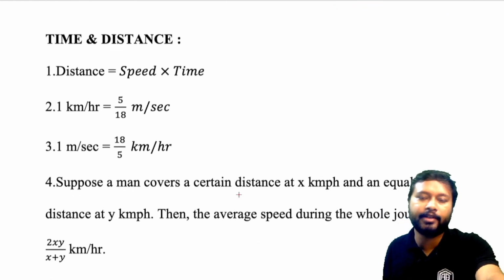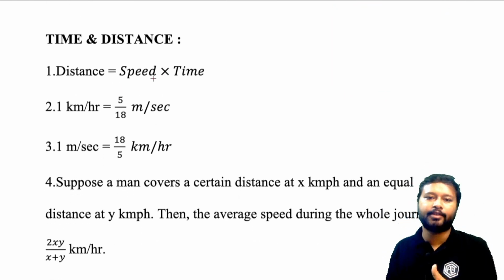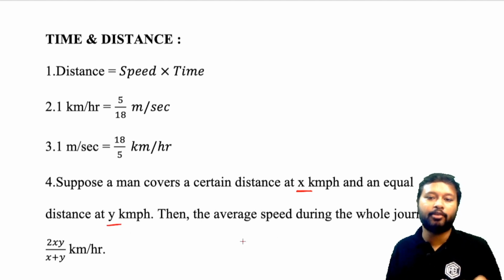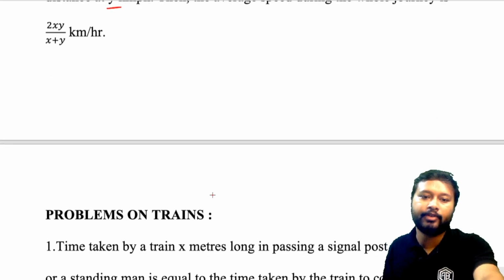Next are time and distance related questions. Simple formulas: distance is equal to speed into time. 1 km per hour can be converted into meter per second by multiplying by 5 by 18, and 1 meter per second can be converted into kilometer per hour by multiplying with 18 by 5. Now suppose a man covers a certain distance at x km per hour and an equal distance at y km per hour, then the average speed during the whole journey will be 2xy divided by x plus y. These are very simple and straightforward questions which are asked from here.